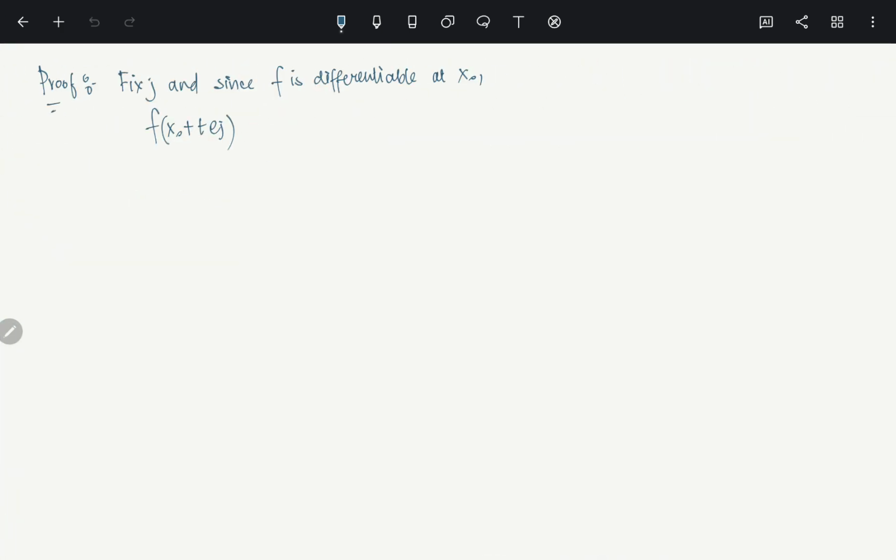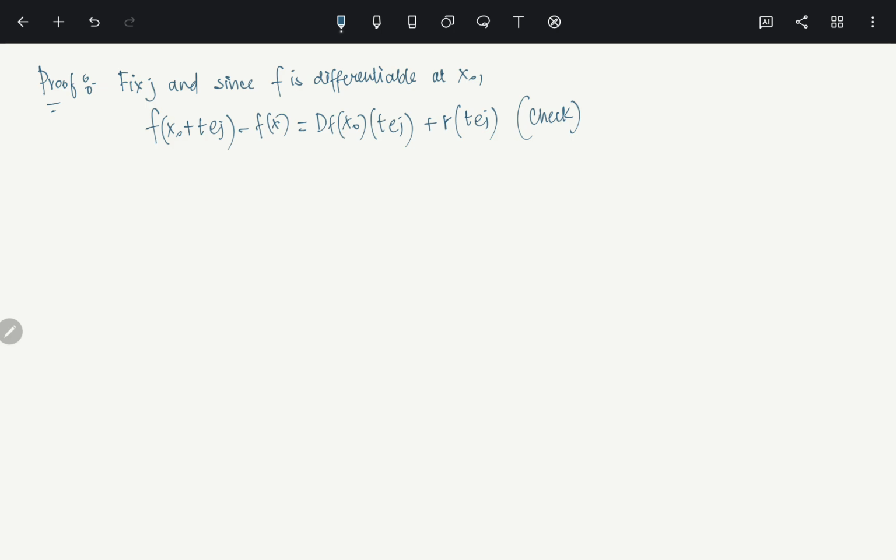Since f is differentiable at the point x0, we can write f of x0 plus t ej minus f of x0. So this is h in that direction; basically I am choosing a particular direction. This is nothing but df at the point x0 acting at the point t ej, plus a remainder term which depends on t ej. Clear? If you break down that definition, you can just write it down. If you are not convinced, please check that these two definitions are actually equivalent.